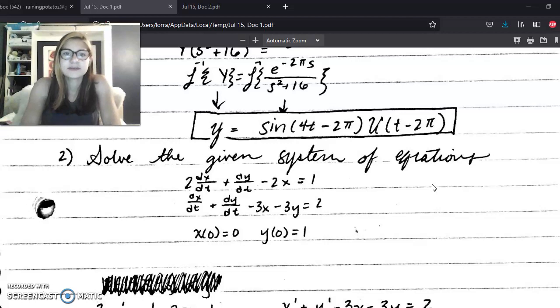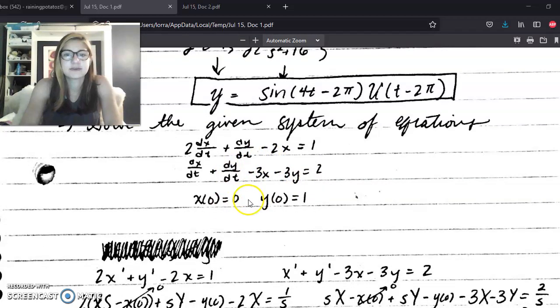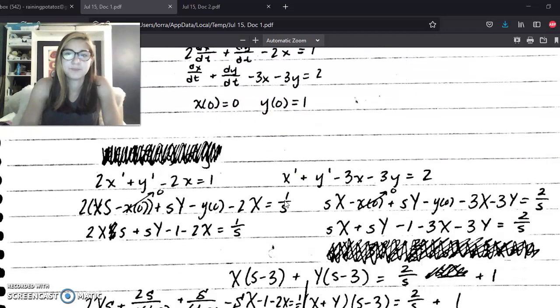And then the next one was to solve the given system of equations. 2 dx/dt plus dy/dt minus 2x is equal to 1. dx/dt plus dy/dt minus 3x minus 3y is equal to 2. x of 0 is equal to 0, and y of 0 is equal to 0.